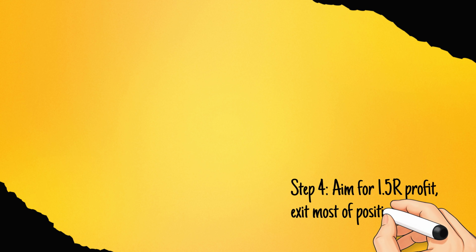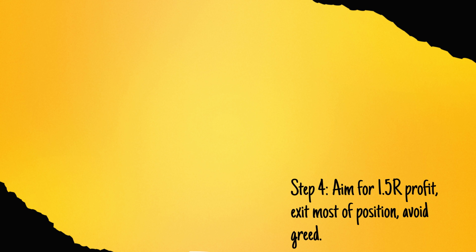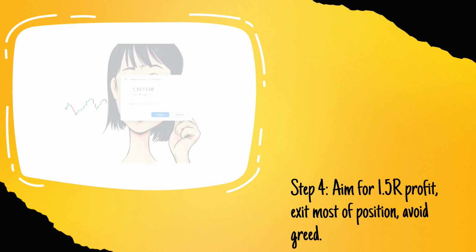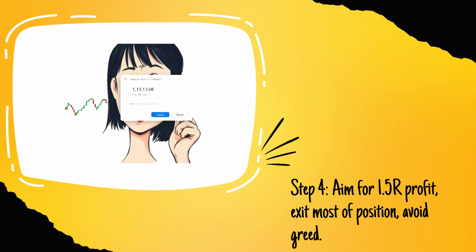Step 4, the 1.5R exit. Scalping targets quick moves. Aim for a 1.5 to 1 risk-to-reward ratio, 1.5R, and exit the majority of your position. Do not be greedy. Get your profit and reset.